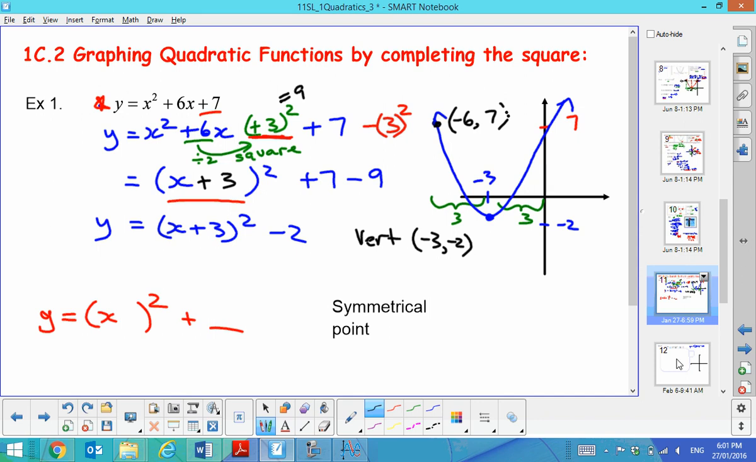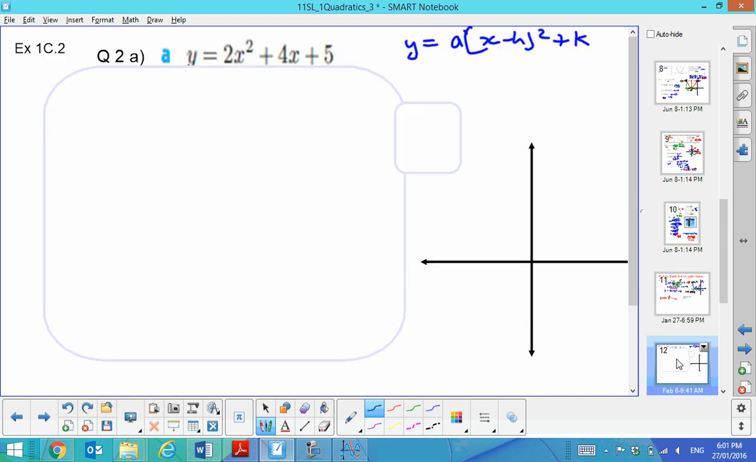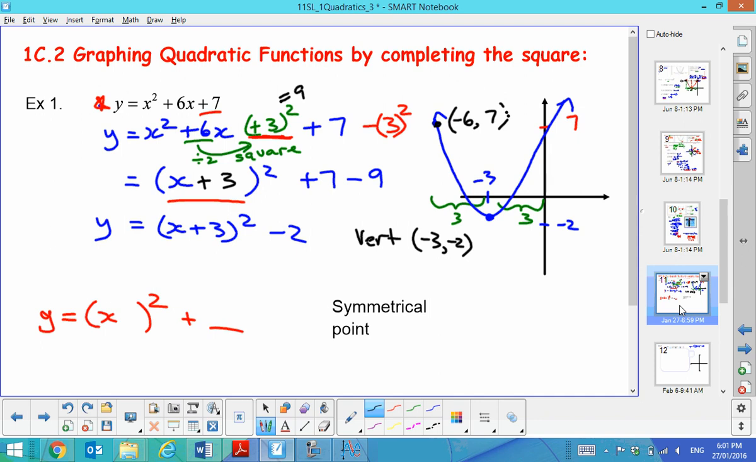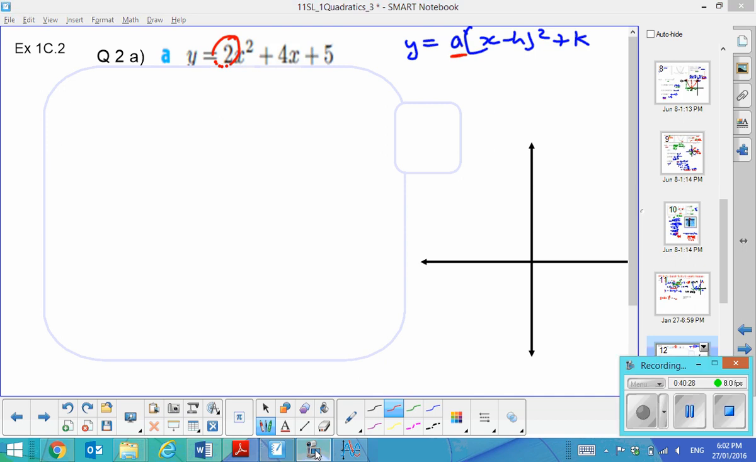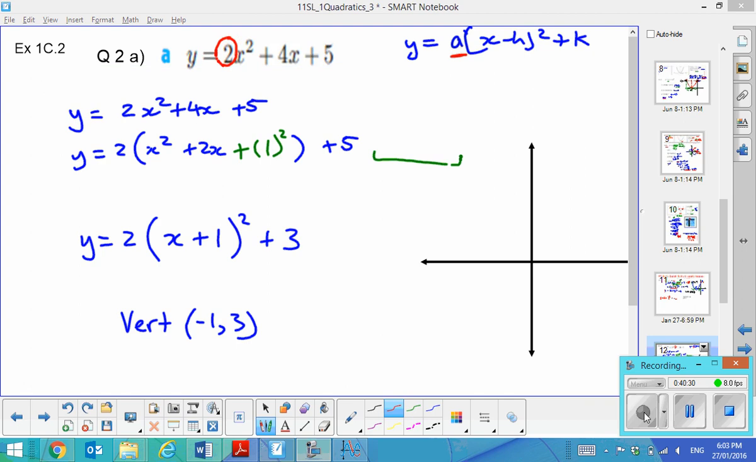That's nice and simple if the coefficient of our x squared term is a 1. In the next case, our coefficient is not a 1, we actually have a 2 here. So what we need to do is factorise out the 2 to make our perfect square. We want the 2 out the front and the rest inside. So let's have a look at that one.